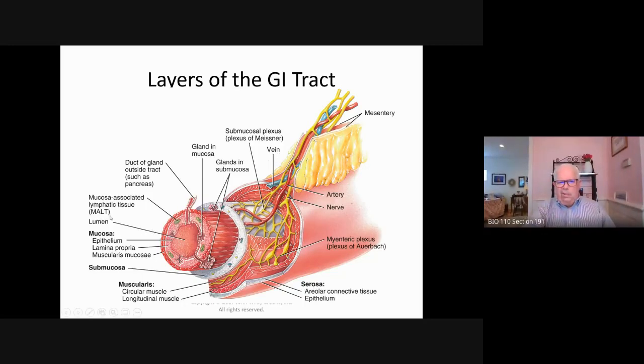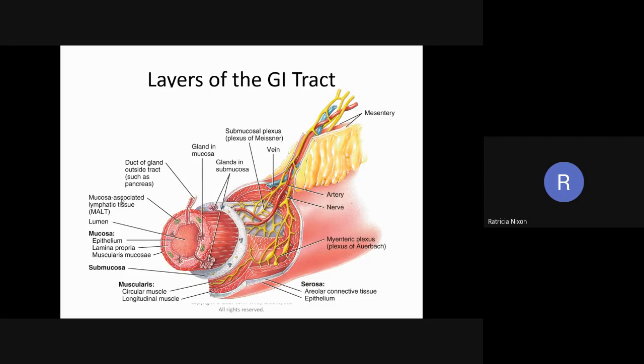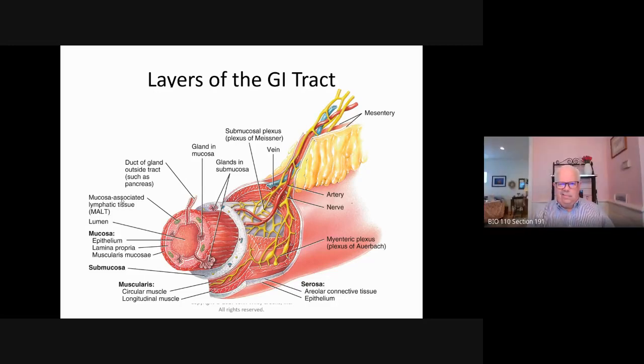Anyone remember MALT? What's MALT? Mucosa-associated lymphatic tissue. What's the function of MALT? Does anyone know? Somebody guess. Go ahead, guess. You learned this in the lymphatic tissue lecture. What's the function of MALT? Why do you need lymphocytes in your GI system?